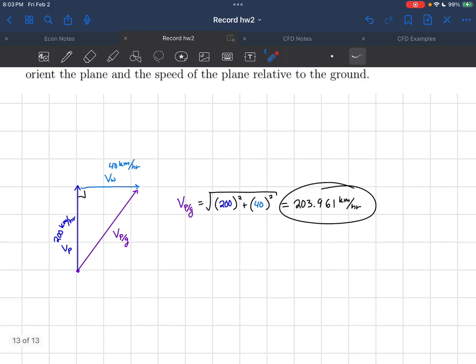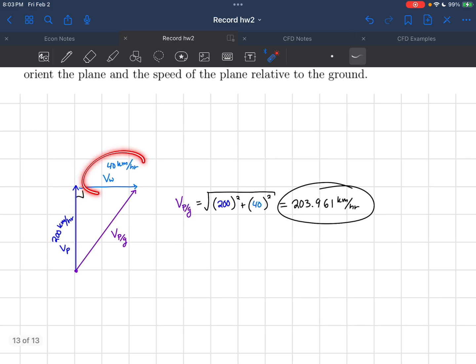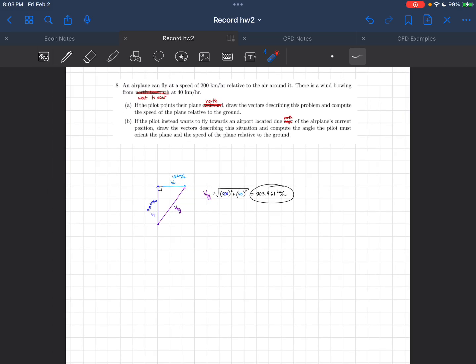So I want to think, does this answer make sense? Well, my 200 kilometers per hour is getting me north, and then I have some additional velocity because the wind is also pushing me. So a larger velocity than what I started with would make sense because I'm not fighting against the wind at all, which will then be the case in our second situation.